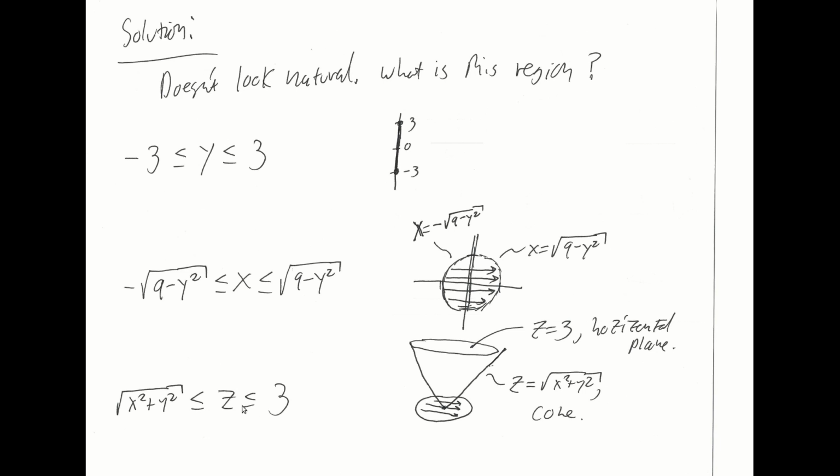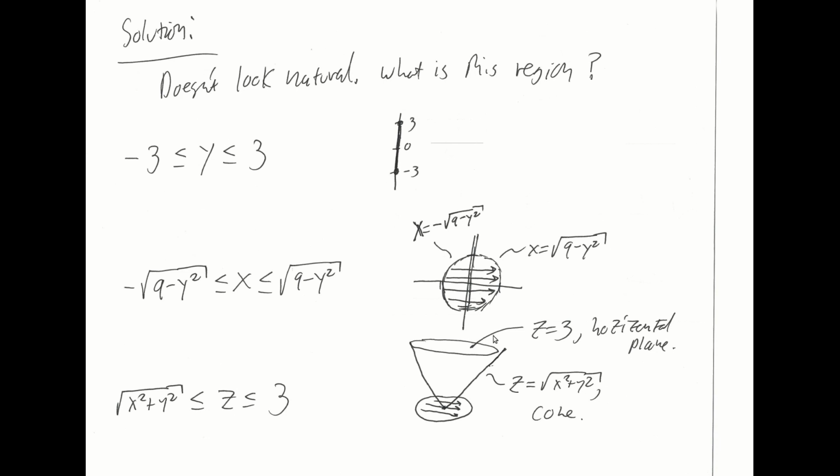In the z direction, we had the square root of x squared plus y squared less than or equal to z less than or equal to 3. Z equal to this square root expression we've talked about earlier today gives me the upper half of the right circular cone, with its apex at the origin. And z equal to 3 is just a horizontal plane, parallel to the xy plane, but at height 3. So this is just the cone, effectively.